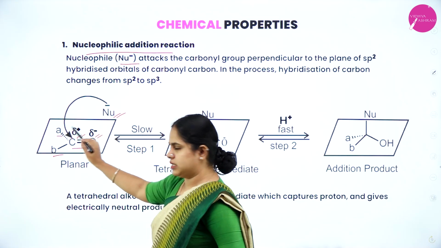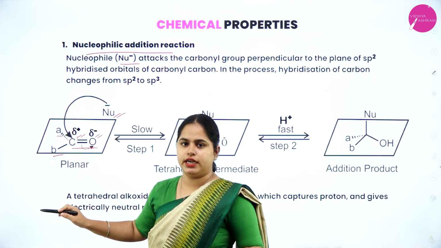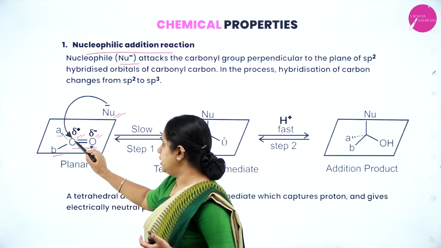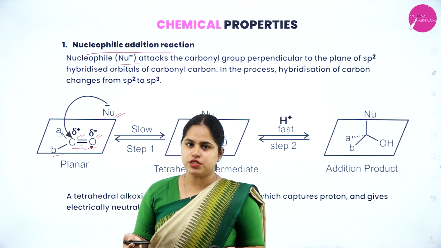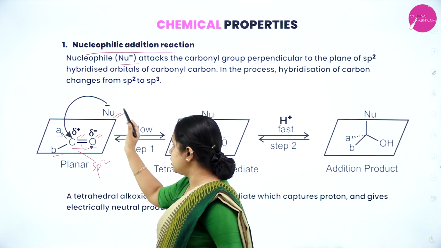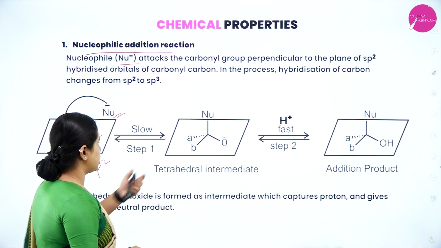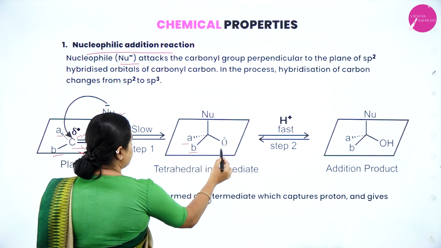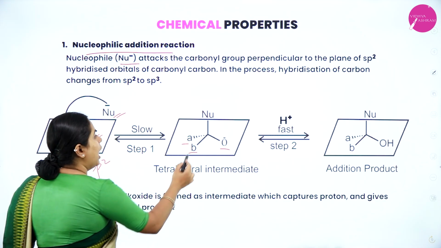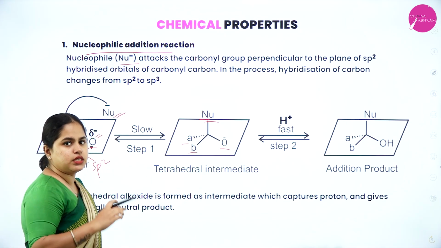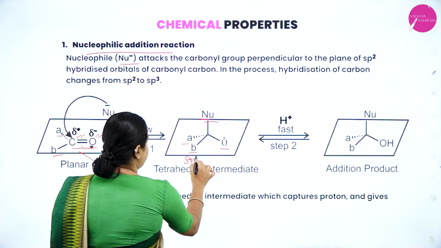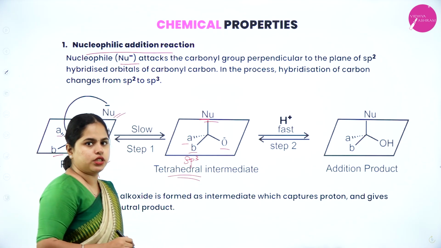In this condition, before the attack, the carbonyl carbon is sp2 hybridized, right? You have 1, 2, 3 atoms attached to it, so it is sp2 hybridized. Now, once the nucleophile is attached here, what is the structure you are getting? You have your A and B and the oxygen also, this oxygen which is partially negatively charged, and the nucleophile is also present above the plane. Now you can see what is the hybridization. It has become sp3. So, it is a tetrahedral structure that you are going to get.